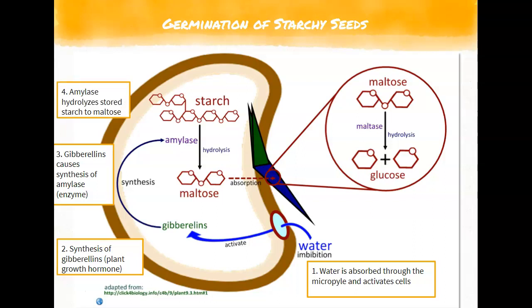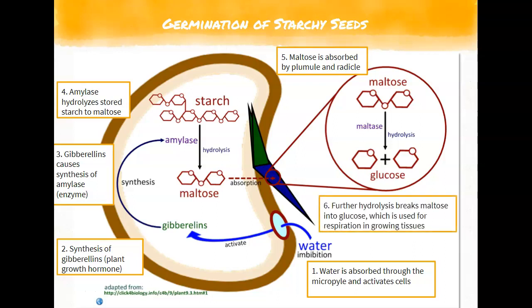Remember, we're talking about starchy seeds. So it breaks down the stored starch from starch to maltose. Once the starch is broken down into maltose, the maltose is absorbed by the plumule and radicle. Once that happens, maltose gets broken down even further into glucose. And once you get to glucose, then you can actually use it for the respiration in the tissues that are growing in the plumule and radicle, which allow the plant to actually begin growing.